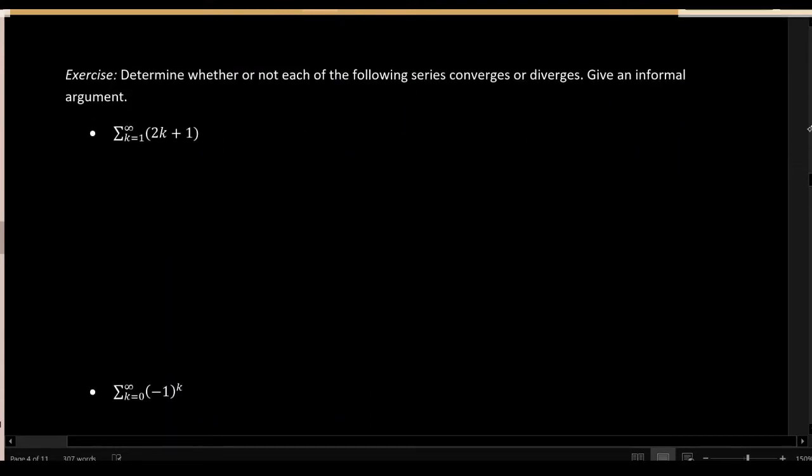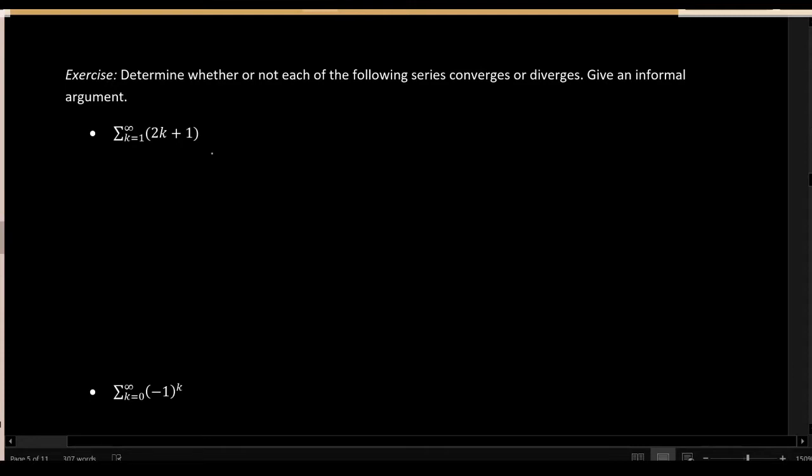Let's test out this definition in the following example. Let's determine whether or not each of the following series converges or diverges, and let's just give an informal argument. So we have the series where we're summing from k equals 1 to infinity the terms of the arithmetic sequence where we have a common difference of 2 and an initial value of 1.